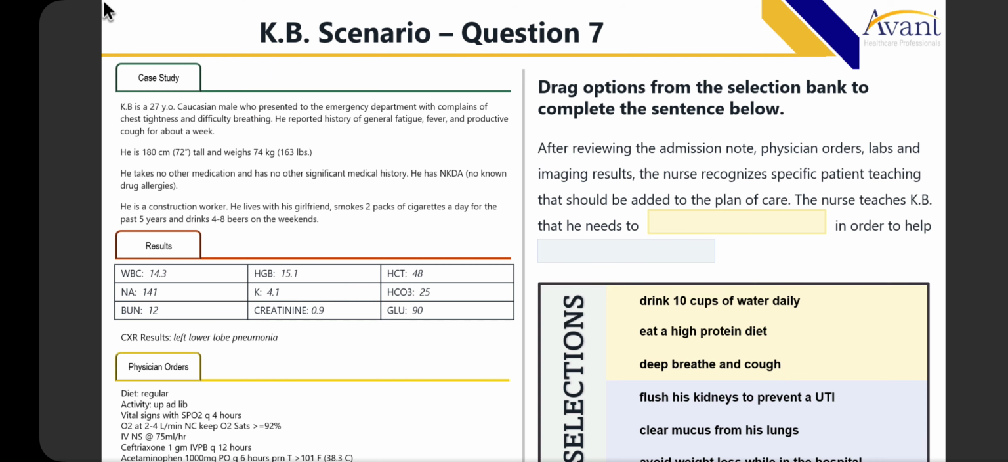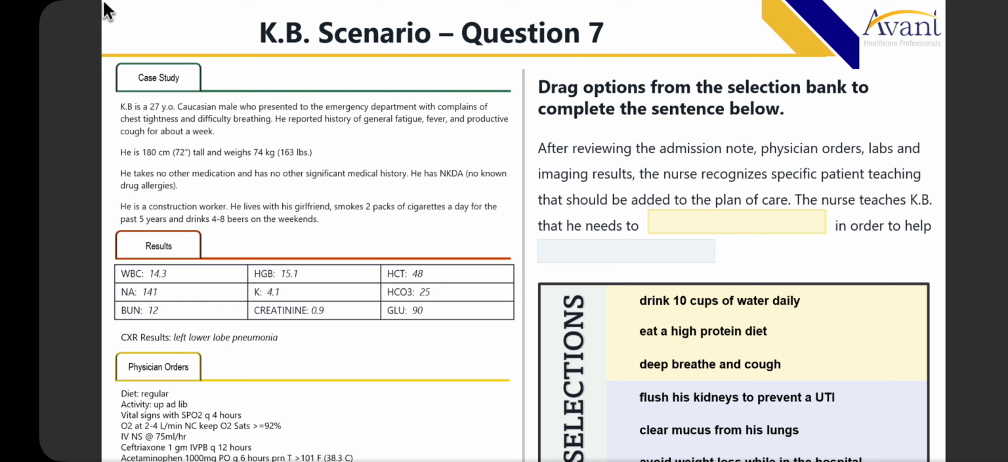Now the question here. On the left is all the stuff that we've already looked at. If you were on the NCLEX, this would be in different tabs, but it's all now on one page. The question is, after reviewing the admission note, physician orders, labs, and imaging results, the nurse recognizes specific patient teaching that should be added to the plan of care. The nurse teaches Ken blank that he needs to blank in order to help. Let's start with our first blank. Okay, the nurse teaches Ken what?